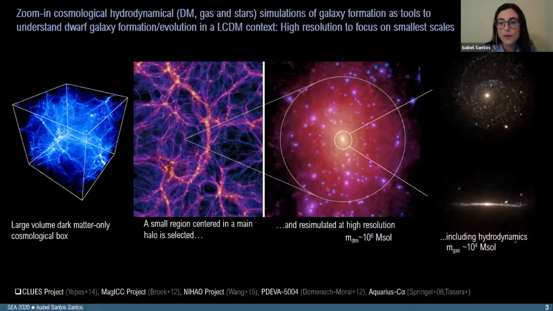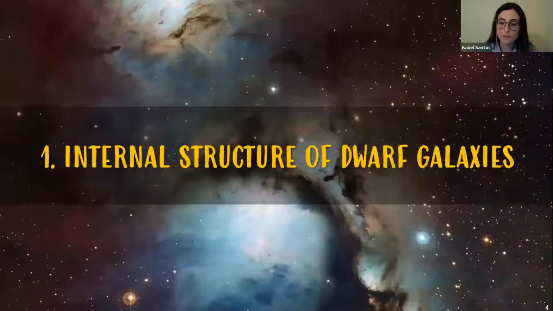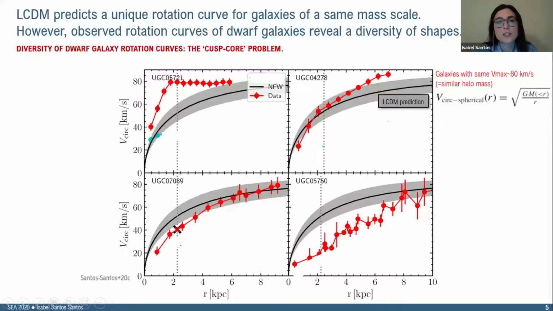The first part of my thesis was dedicated to studying the distribution of mass in dwarfs. In particular, in the context of the diversity of dwarf galaxy rotation curves. The issue here is that ΛCDM predicts a unique rotation curve for dwarfs of the same mass scale. However, we observe rotation curves with a diversity of shapes.